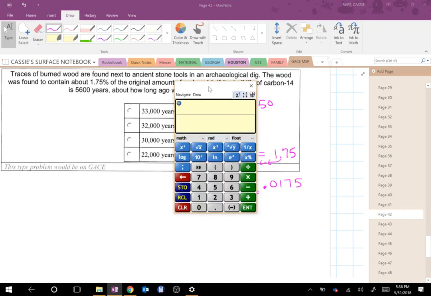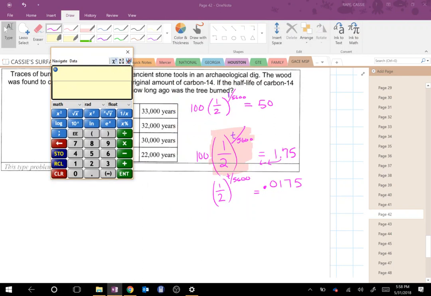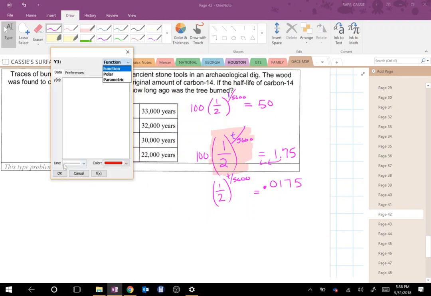Now, I'm going to use the calculator. I'll quickly show you at the end how you would solve this manually, but you could just do this. Let's make y of x equal to open parenthesis 1/2 close parenthesis to the power of, it's to the power of more than one thing, so I've got to put that in parentheses. Remember you can't use t, you have to use x instead, so x divided by 5,600, and I'm going to close that parenthesis. Then I'm just going to click OK.